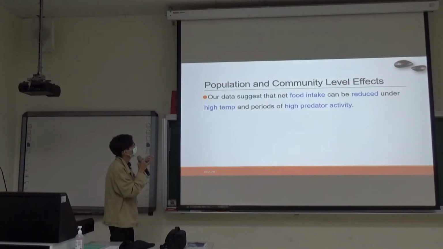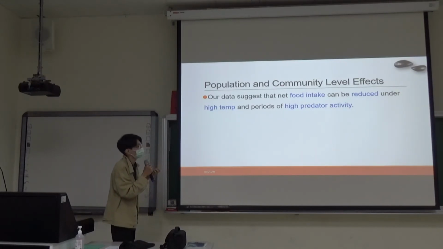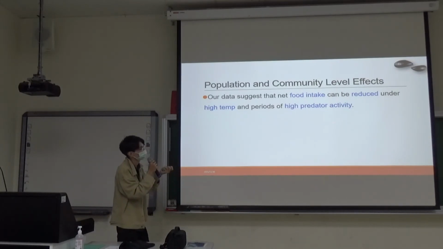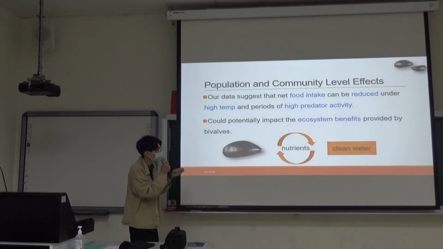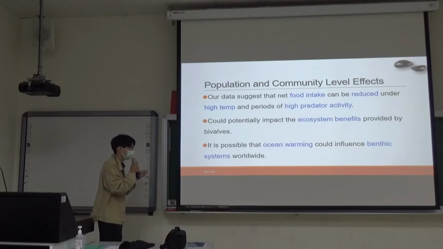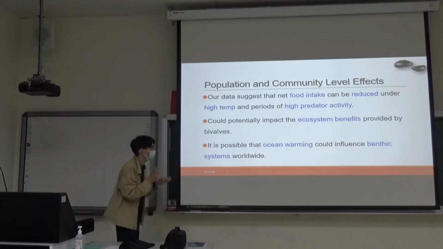Okay, this point is about population and community level effects. We know that high temperature and high predator activity will reduce the food intake of bivalves. So the ecosystem benefits provided by them will also be influenced, like cycling nutrients and cleaning the water. So it is possible that ocean warming will influence benthic systems worldwide.